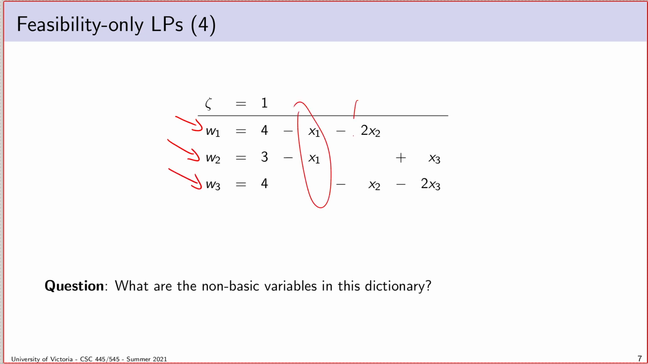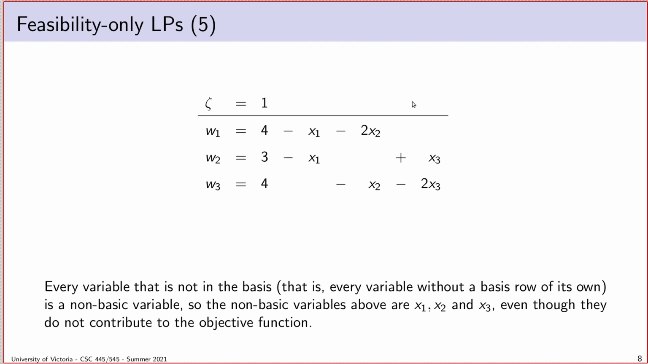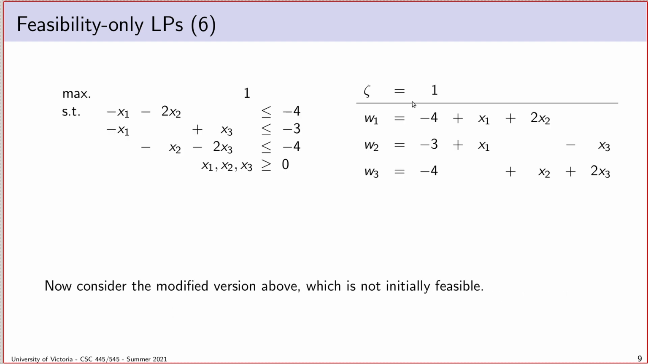So x1 is non-basic, x2 is non-basic, and so is x3. It's odd that they don't show up in the objective row, but the reason they actually don't show up is because I haven't written them in. They are there, because I could write them as 0x1 plus 0x2. We just try to avoid writing out the zeros because it makes the screen more cluttered. So they are still non-basic variables, even if they're not participating in the objective function directly. And the slides are pointing that out. Any variable not in the basis is a non-basic variable.